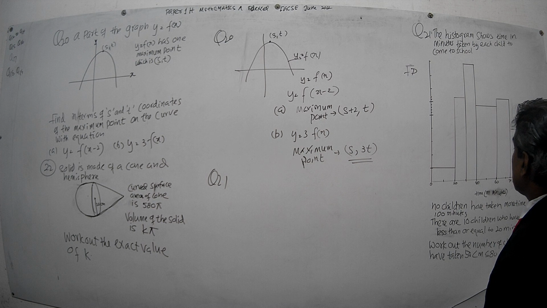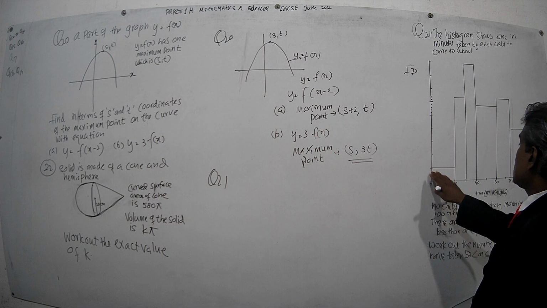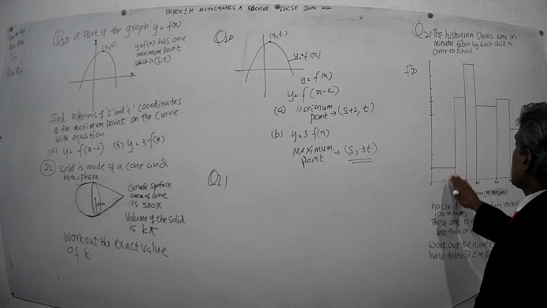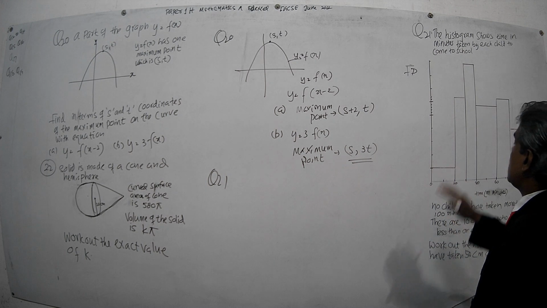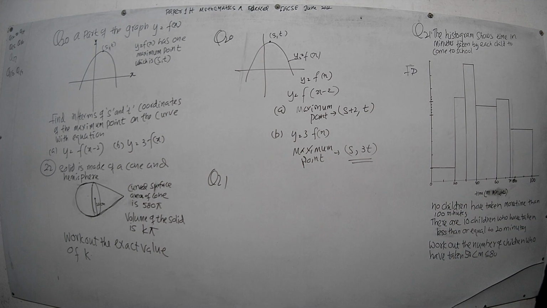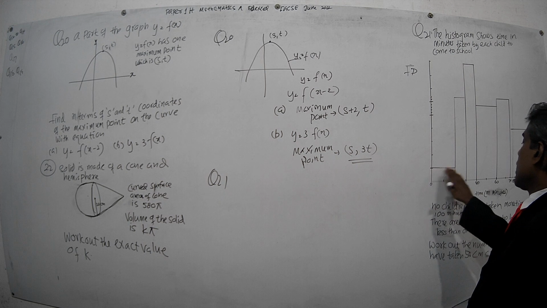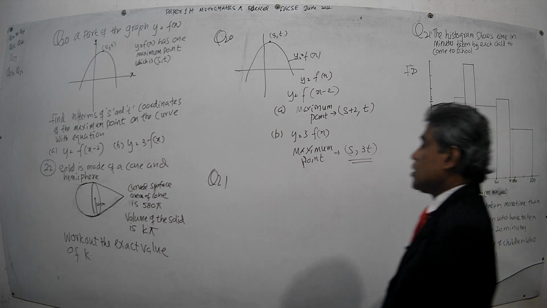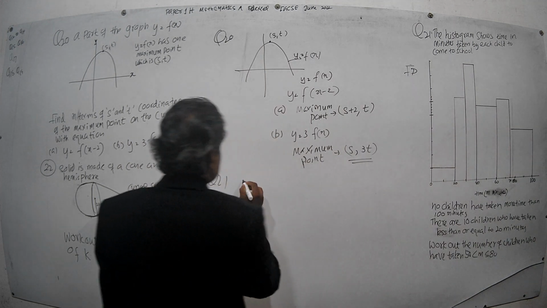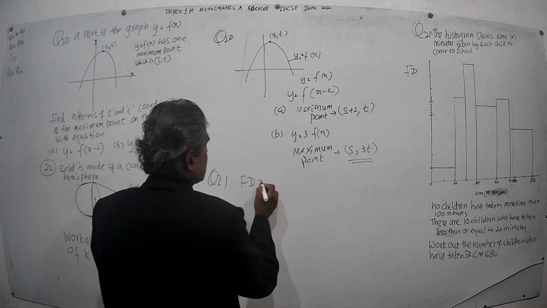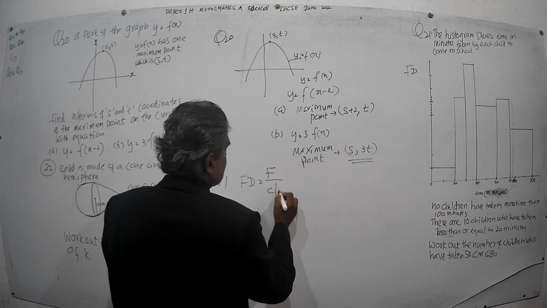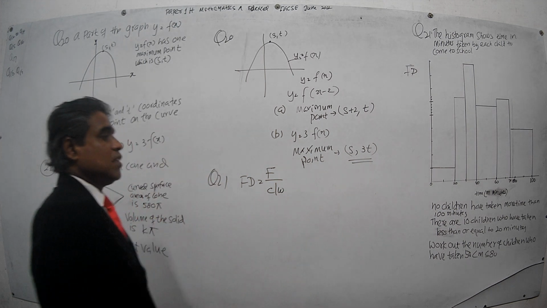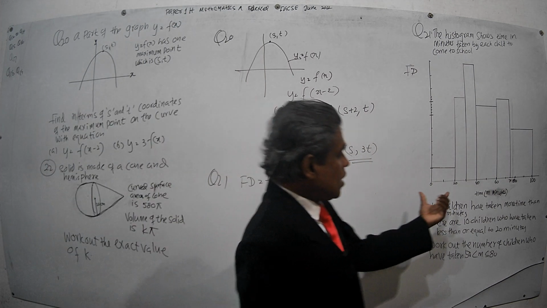Then the frequency of this class interval is represented by this column. Otherwise, this rectangular box is, they say, 10. That is the frequency represented by this rectangular box. Then there is a relationship, a frequency density is found in this way. Frequency density equals frequency over class width. Class width means this difference.